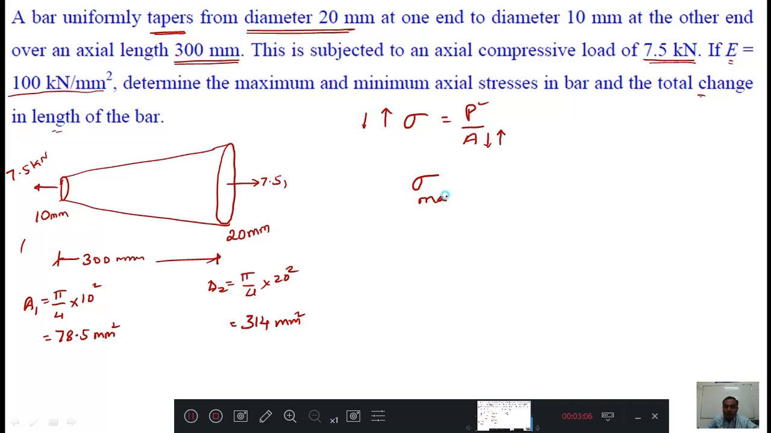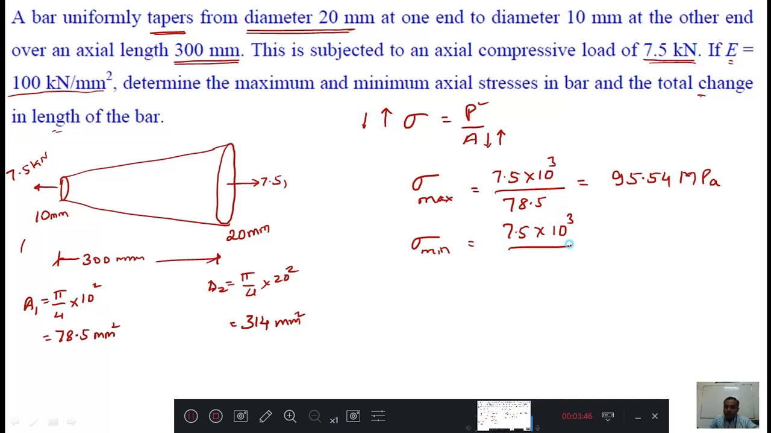Therefore sigma max will be equal to 7.5 into 10 raised to 3, the load, divided by the area. Area is how much here? 78.5. The answer is 7.5 into 10 raised to 3 divided by 78.5, which is 95.54 MPa or Newton per mm square. Then sigma minimum equals 7.5 into 10 raised to 3 divided by 314, that is 23.88 MPa. You got the maximum and minimum stress. This part is over.